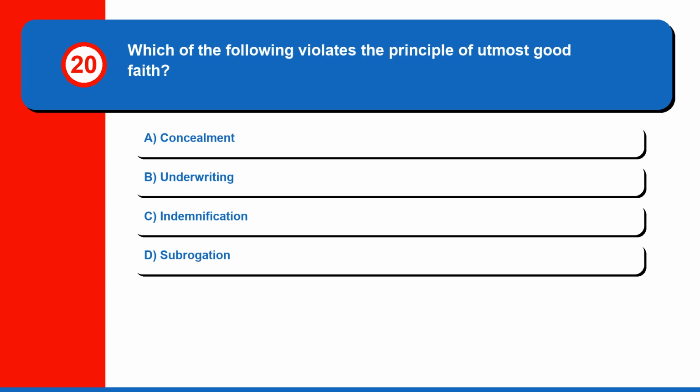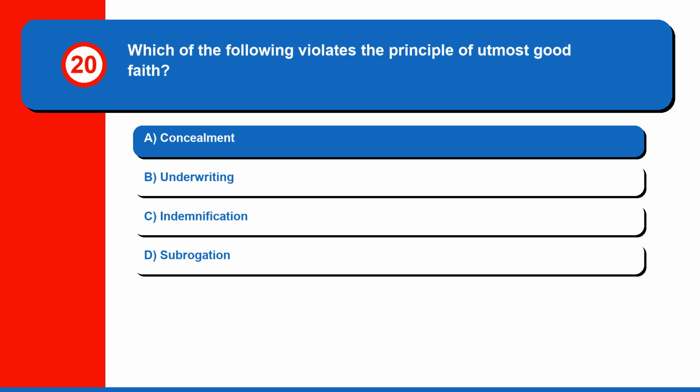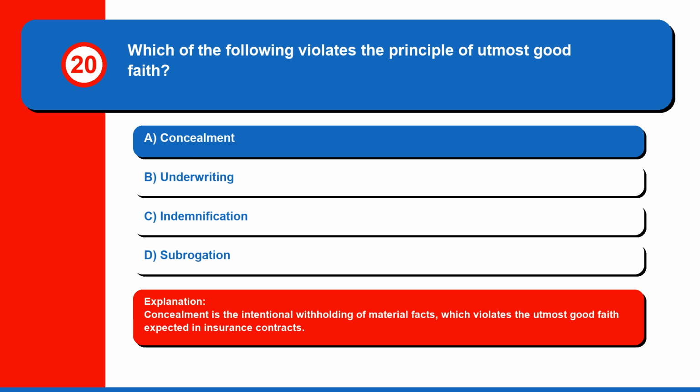Question 20. Which of the following violates the principle of utmost good faith? A. Concealment. B. Underwriting. C. Indemnification. Or D. Subrogation. The correct answer is A. Concealment. Concealment is the intentional withholding of material facts, which violates the utmost good faith expected in insurance contracts.